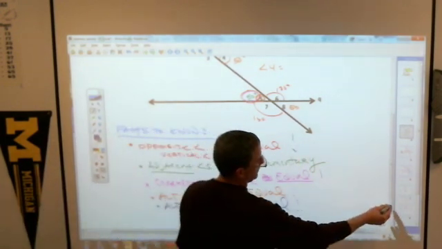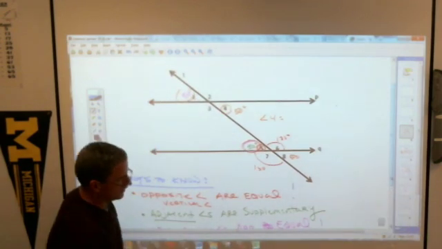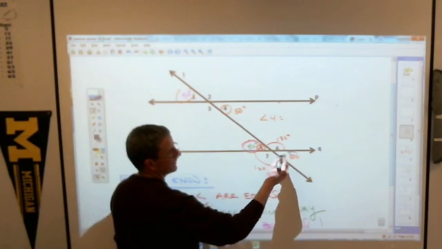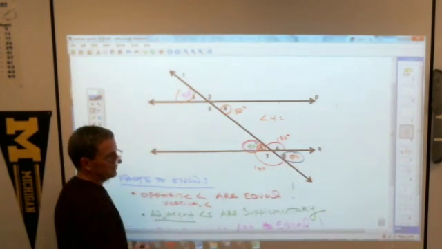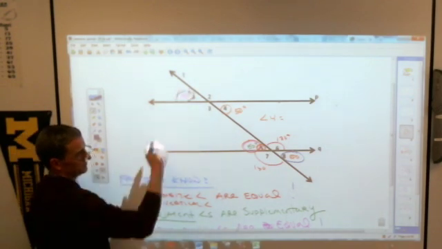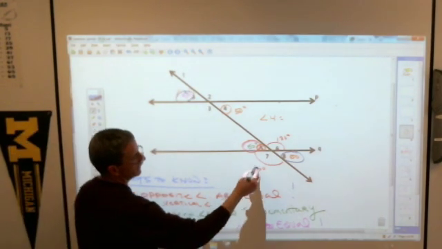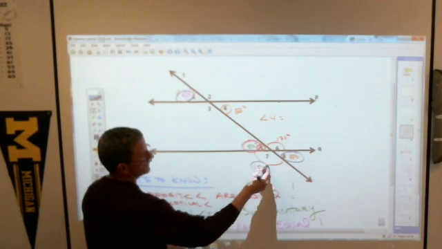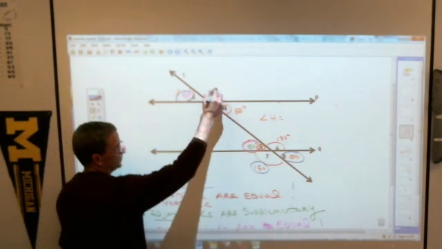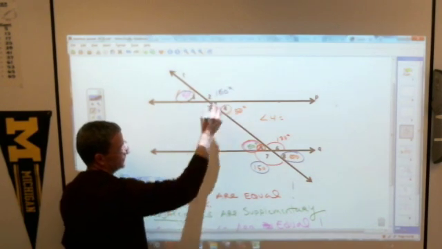Going back, looking at my two parallel lines here. Angle 8 is an exterior angle, and its alternate exterior angle is angle 1. Angle 7 is 150 degrees. What's its alternate exterior angle? Angle 2. So it has to be 150 degrees.